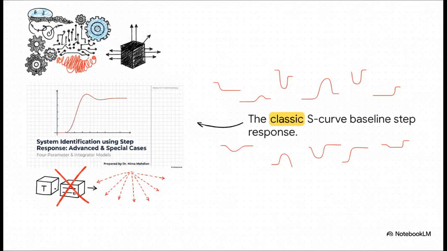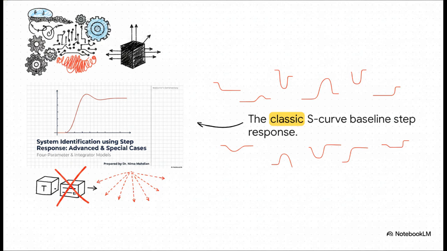Okay, first, let's establish our baseline. Take a look at this classic S-curve step response right here. When we apply an input to a standard system, you know the drill. There's usually a tiny bit of a delay, it ramps up, it might overshoot just a little bit, and then it settles into this nice, flat, predictable steady state. We've all seen it, right? And we all know how to model a basic version of it.